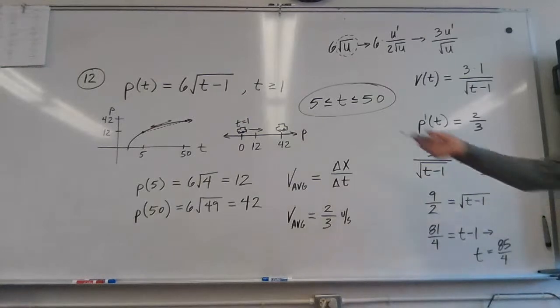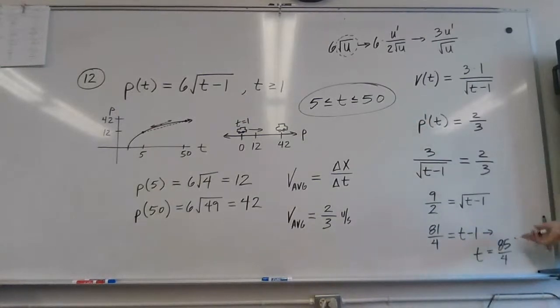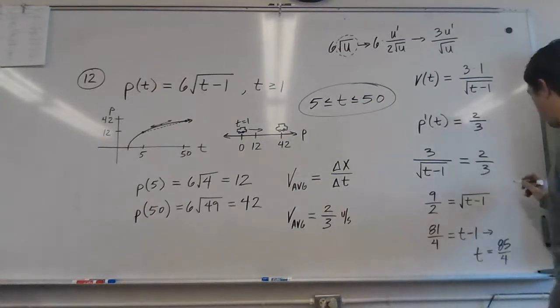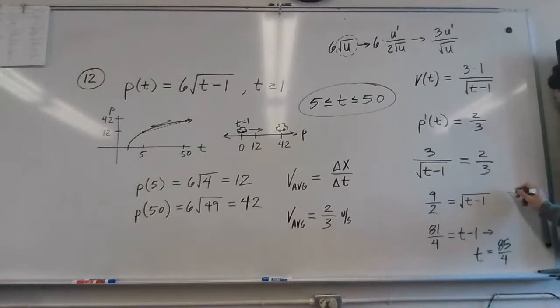Now in this context, it might make sense to write that as a decimal. So 4 goes into 84 21 times. You get kind of out of room here, but 21 and a quarter seconds.